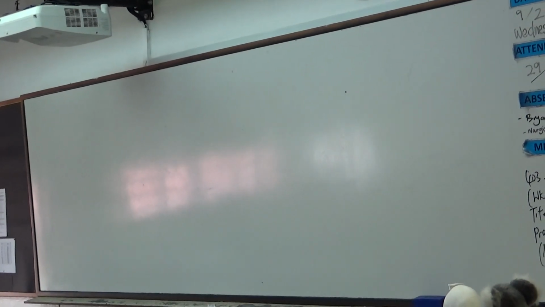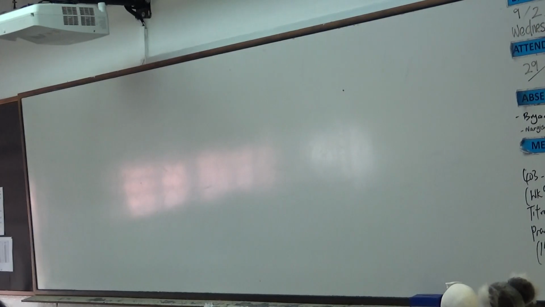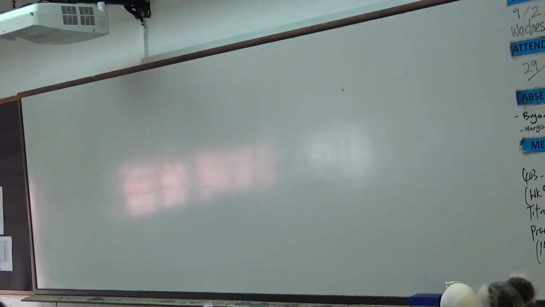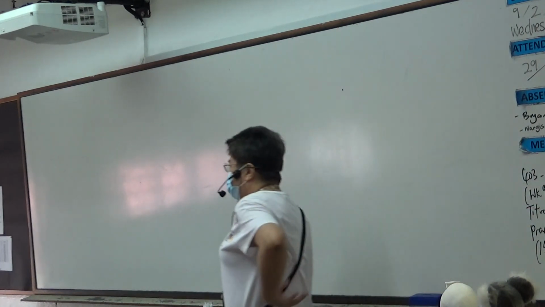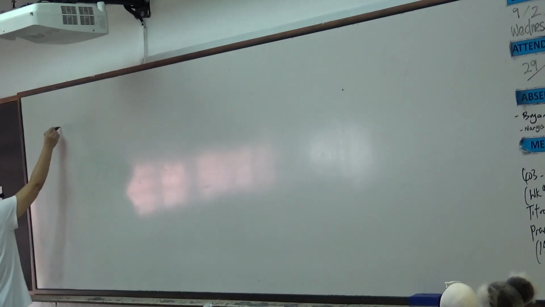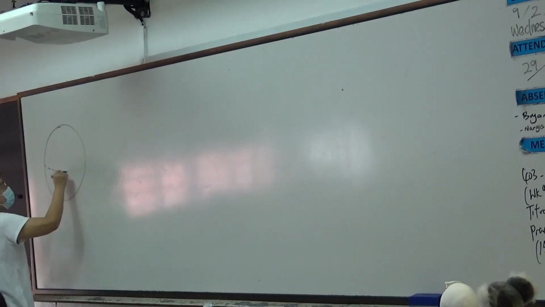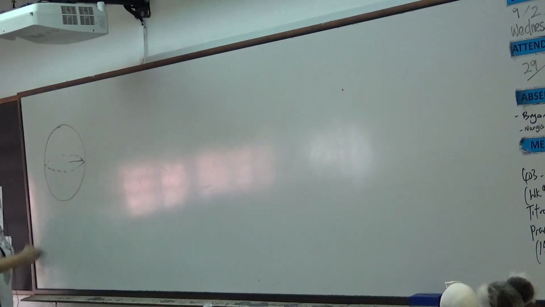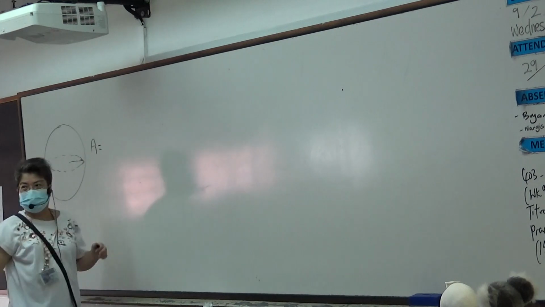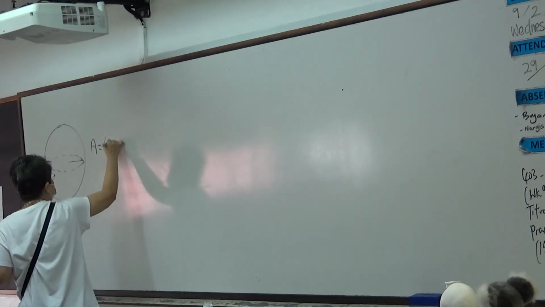Now, air is pumped into a spherical balloon at a constant rate of 0.12 cubic meters per second. What is the rate of change of the surface area when the radius of the balloon is 0.4 meters? First of all, we must know that it's a spherical balloon. It's a sphere. The surface area of a sphere is 4 pi r squared, right?